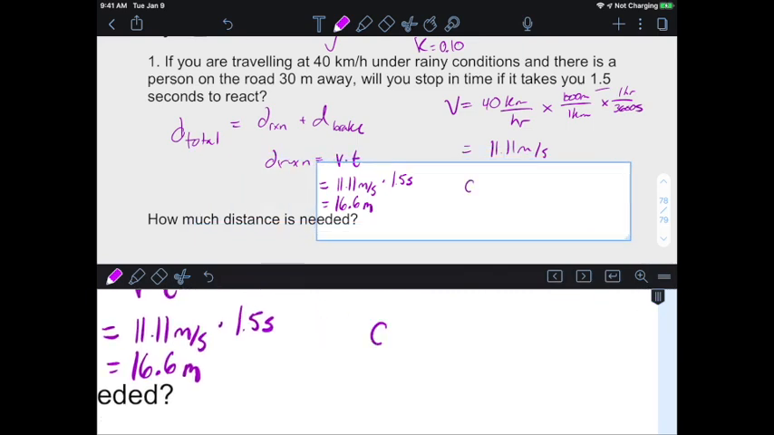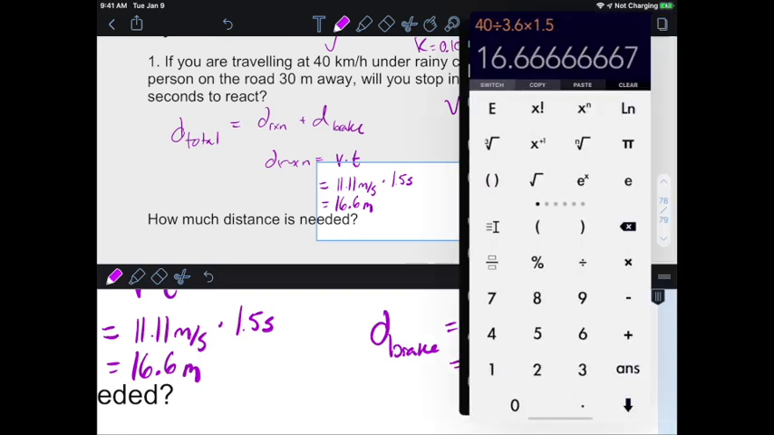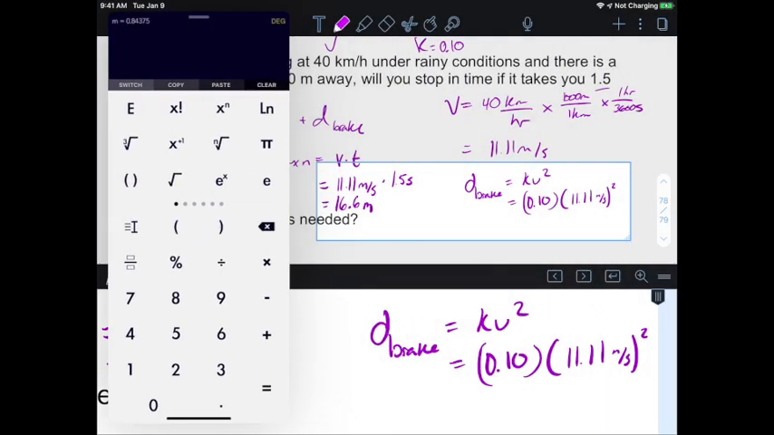But then we have to take in our braking distance, right? And the braking distance is kv squared. So we're looking at that 0.10 times v squared, which is 11.11 meters per second squared. So let's see what happens there.